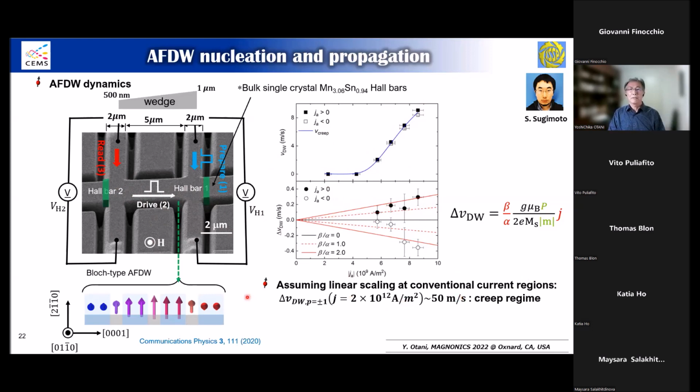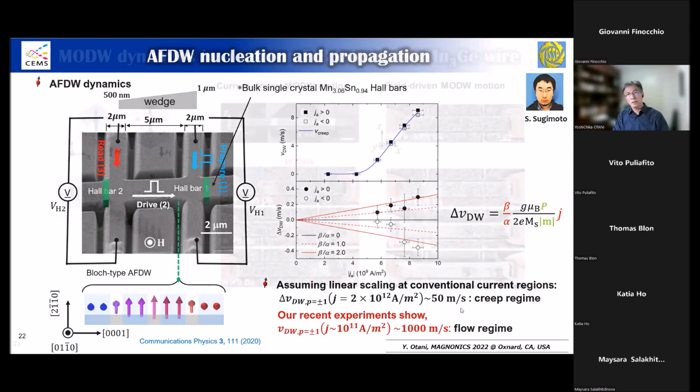This is actually very, very small behavior, but assuming a linear scaling at conventional current regions, and this one is up to 10 to the 9th, that means 10 to the 10th. And if you extrapolate this up to 10 to the 12th, we can expect 50 meters per second. In fact, it turned out afterwards that this is a creep regime. And recent experiments show this velocity goes up to 1,000 meters per second or so. So we believe this is getting into the flow regime. That's what we'd like to show you.